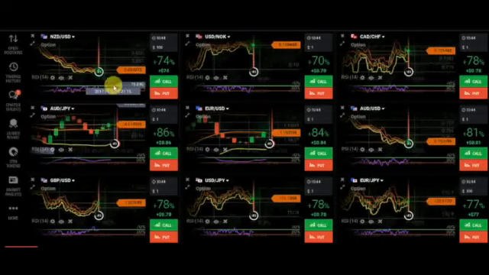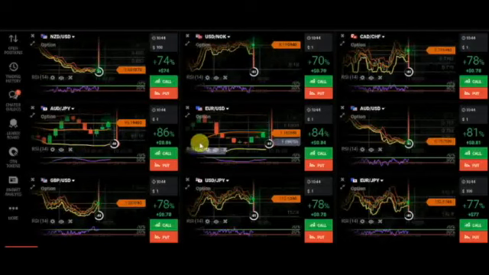Here's a list of all the calls and so on. I'm doing all the different currency pairs. As you can see, there is a lot of them and a high percentage rating.